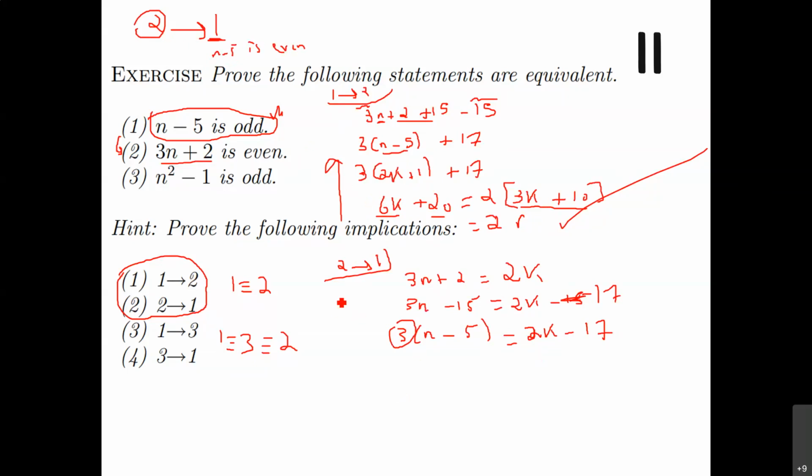This is my first try. It's fine if you don't get it on your first try. I didn't either. Second try, contradiction, or trying to find a contradiction. Don't just start contradiction right away. So assume n minus 5 is even. Okay.